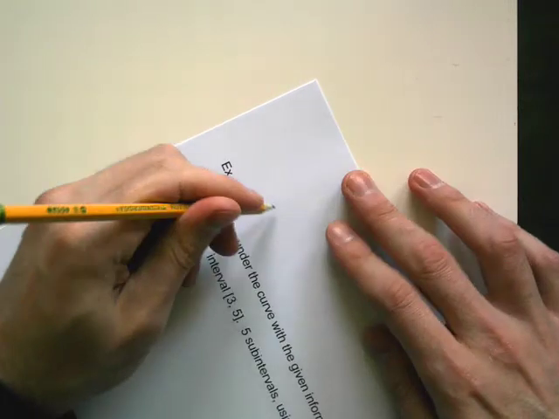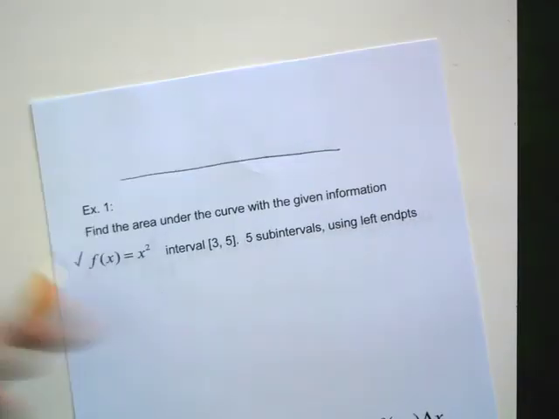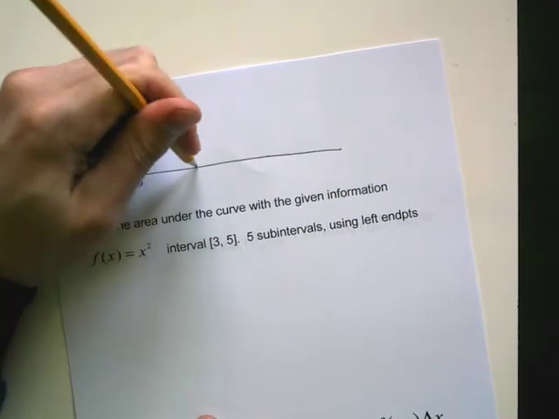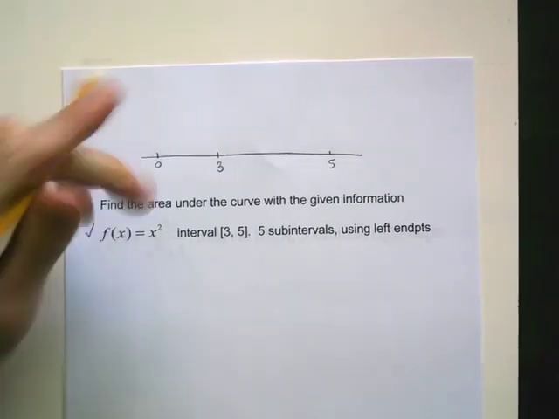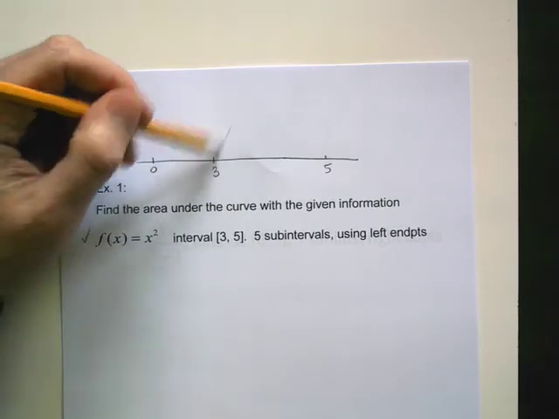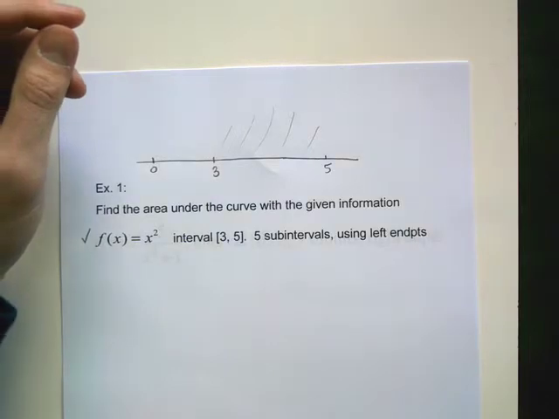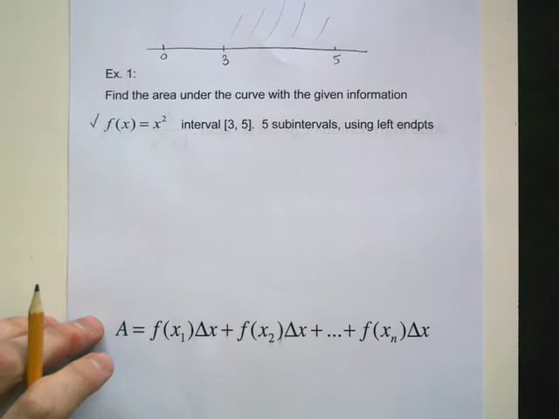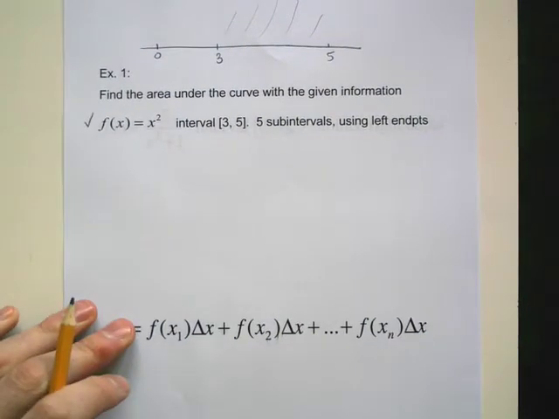It always helps on these problems to draw a little quick number line. So we're going from, let's say here's 0, let's say here's 3, let's say here's 5. We're going from 3 to 5, and we know that there's some curve above this that we want to find the area underneath from 3 to 5. So again, using rectangles, we can add all of our areas together and get an approximation.